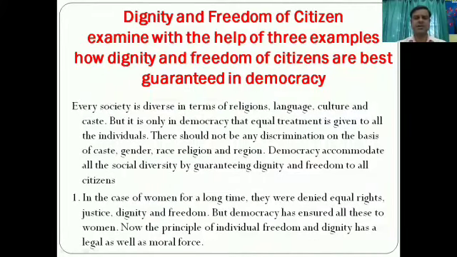Dignity and freedom of citizens, examined with the help of three examples. Dignity and freedom of citizens are best guaranteed in democracy. So, let's take the examples. Example 1: in the case of women, for a long time they were denied equal rights, justice, dignity and freedom. But democracy has ensured all these for women, and now the principle of individual freedom and dignity has legal as well as moral force. This is the first example.